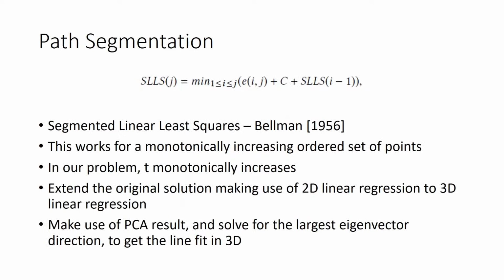For path segmentation, we make use of the segmented linear least squares algorithm. Since it works for a monotonically increasing ordered set of points, this works for our problem. We extend the original solution, which makes use of 2D linear regression, to 3D by making use of PCA and solving for the largest eigenvector.